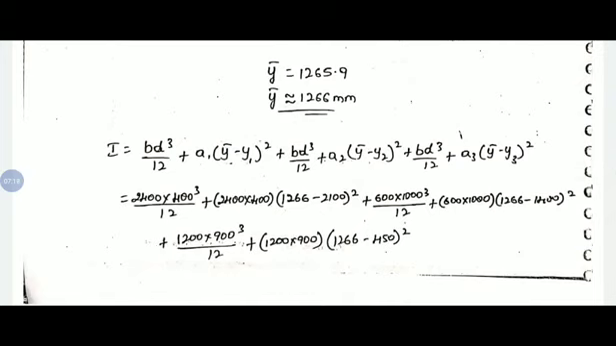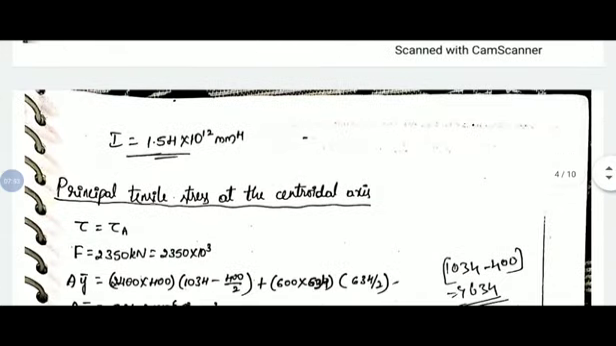For the moment of inertia, it is the parallel axis theorem that we are using here for each individual component: bd cube by 12 plus a1 into (y bar minus y1) whole square, plus bd cube by 12 plus a2 into (y bar minus y2) whole square, plus bd cube by 12 plus a3 into (y bar minus y3) whole square. On substituting all the values, we get I as 1.54 into 10 power 12 mm power 4.